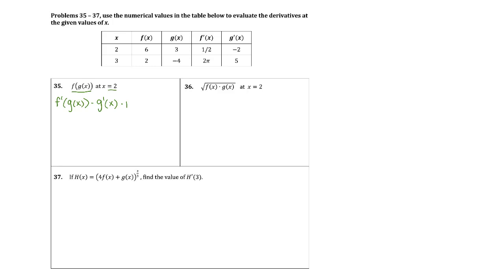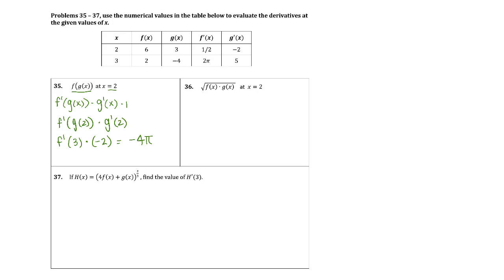So notice here's what we have with our derivative. So now we need to find that derivative value at 2. So I need f prime of g at 2 times g prime at 2 and times 1, so we don't have to write that. So g at 2 is going to be 3. So now I need f prime at 3 times, and we can go ahead and find g prime at 2 is negative 2. And so f prime at 3 looks like it's going to be 2 pi. So 2 pi times negative 2, that's going to be negative 4 pi.